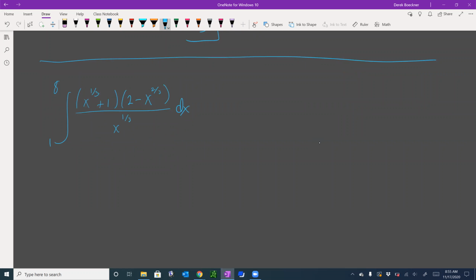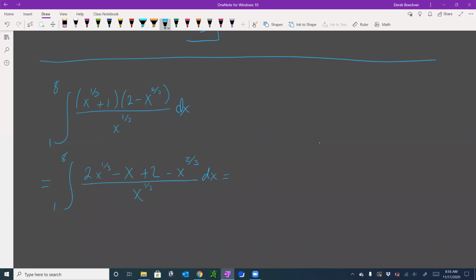We're about done. So this is the integral from 1 to 8. We'll expand that out. I'm going to have 2x^(1/3). I'm going to have a minus. So I'm taking x^(1/3) times x^(2/3), which is just x^1. So minus x. And then I've got a plus 2, and I've got a minus x^(2/3). If I FOIL that all out, and then I've got an x^(1/3) down here, dx.